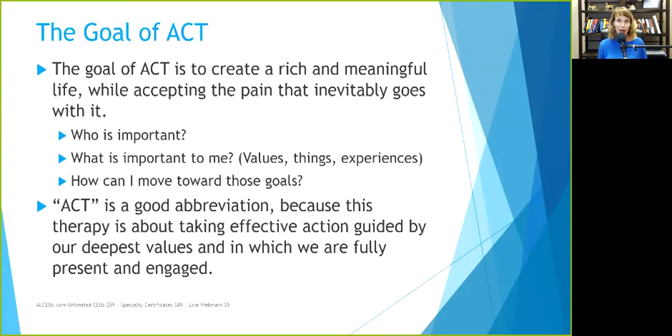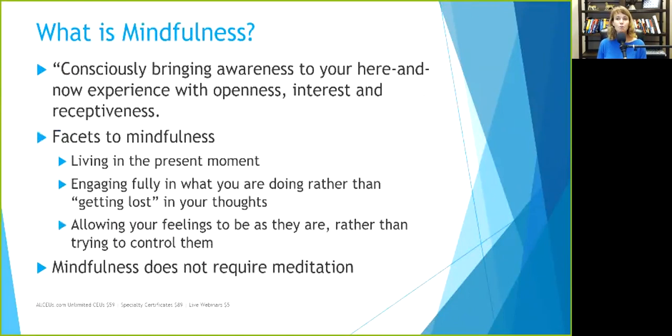What's mindfulness? Consciously bringing awareness to the here and now experience with openness, interest, and receptiveness. Mindfulness does not require meditation. This is one thing that I really want to drive home to some of my clients, because I've had situations where I start talking about mindfulness and clients say, no, I won't, or I can't meditate. I could try to contradict them and confront them and challenge the resistance, but that's not where they are right now. So I say, okay, how else can we be mindful? How else can we help you become aware of your here and now?